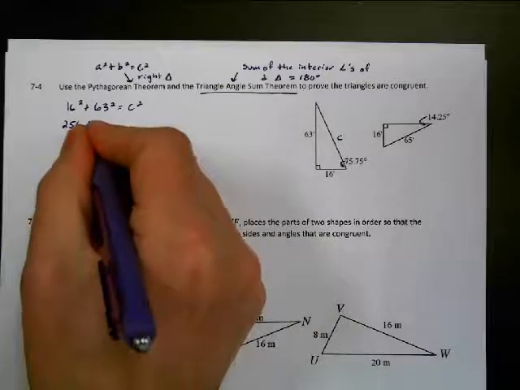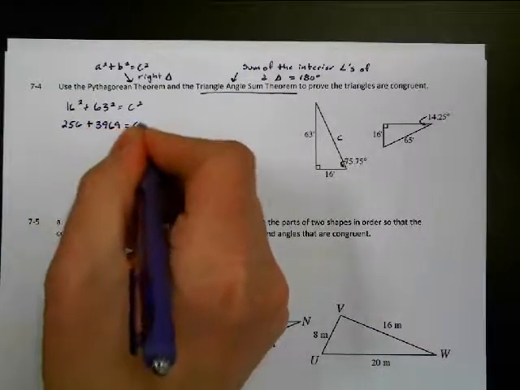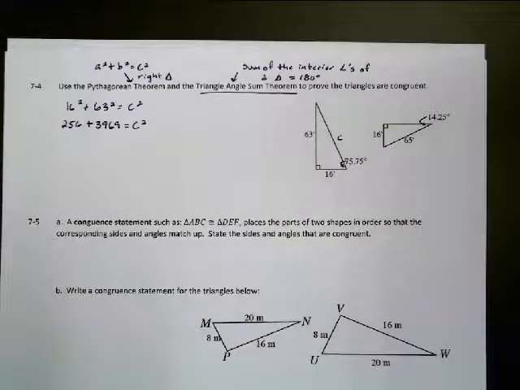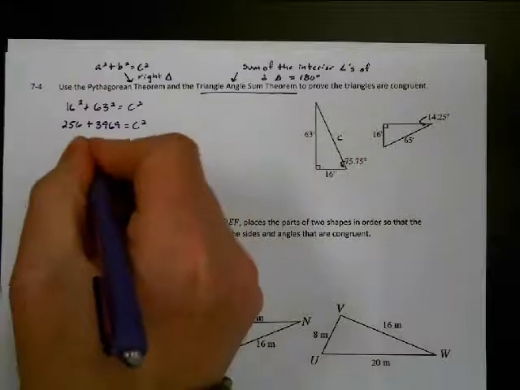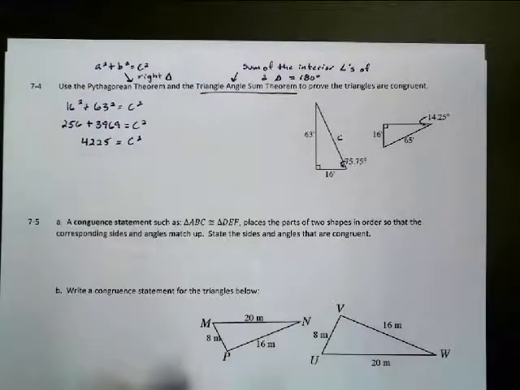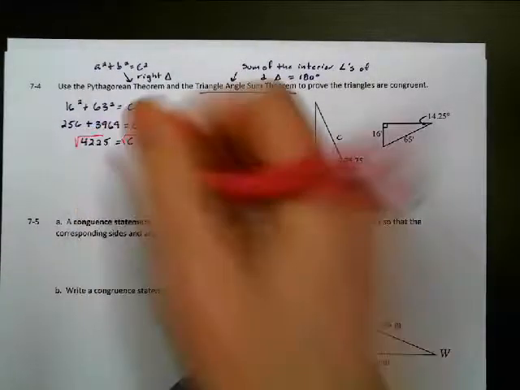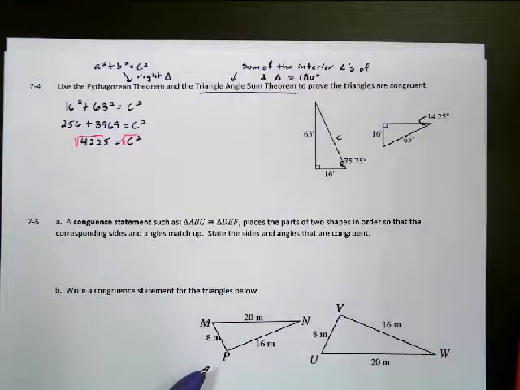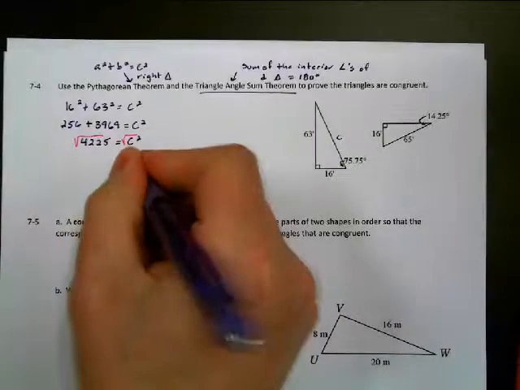All right, add those two together. I get 4225. Okay, then to get C by itself, we take the square root of both sides. So we're going to take the square root of 4225, and that comes out to 65. So C is equal to 65. So now I know that this side over here is 65.